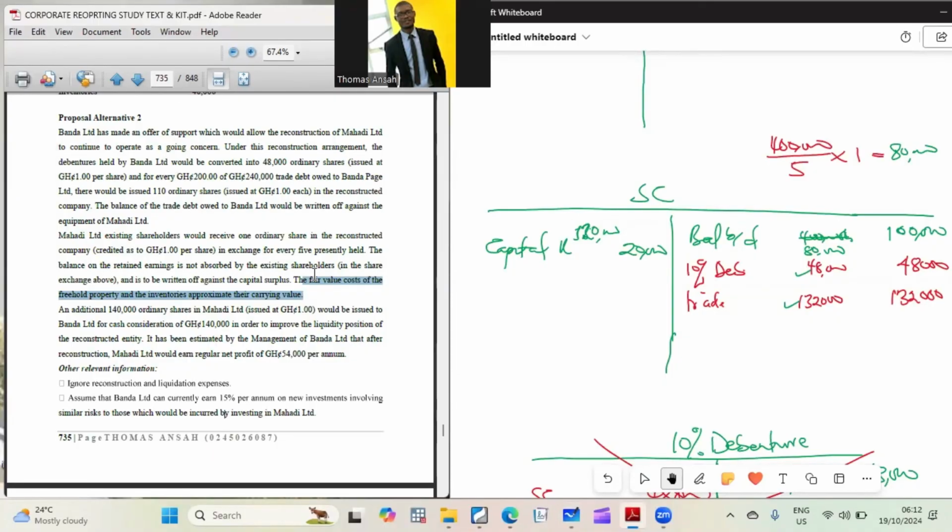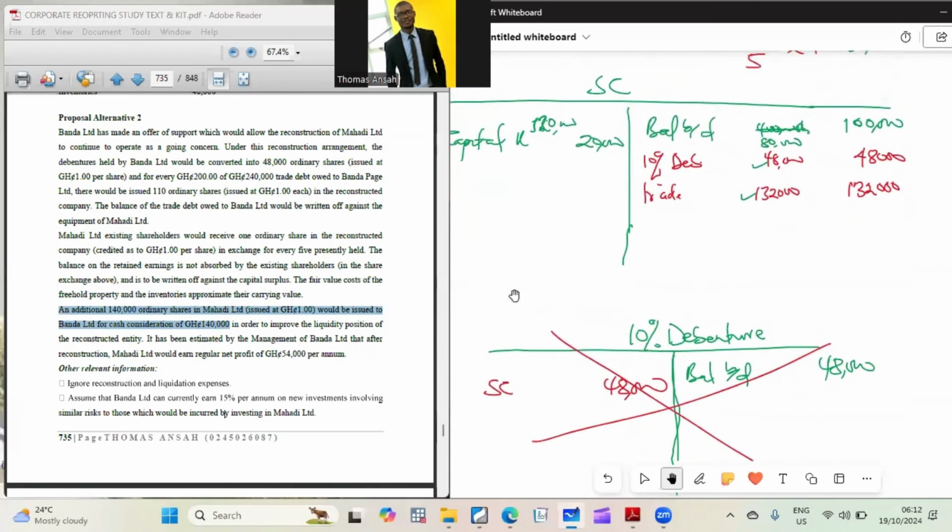An additional 140,000 shares in Mahadi issued at 1 Ghana cedi will be issued to Banda. So Banda is receiving shares for a consideration of 140,000. So this is a clear case of issue of shares. If they are issuing shares, cash will come. And this Banda, it is 140,000 shares. And how much is he bringing in? The price is 1 cedi, so it means stated capital another 140,000.